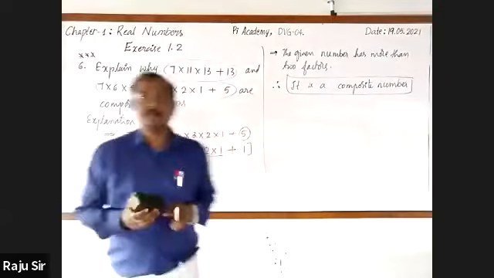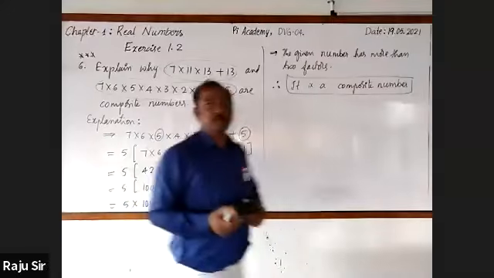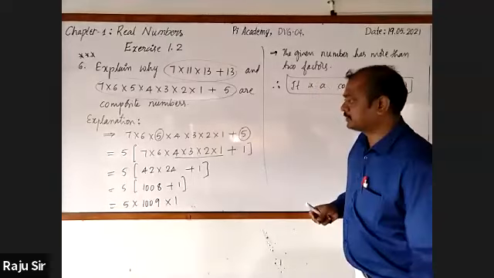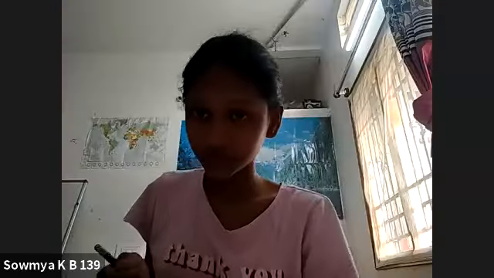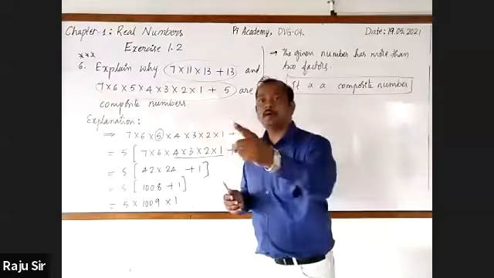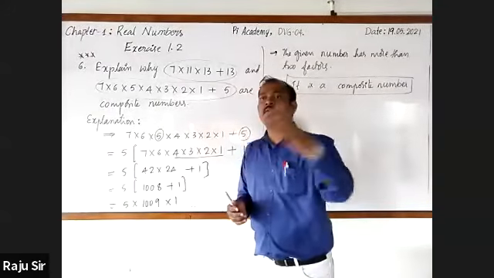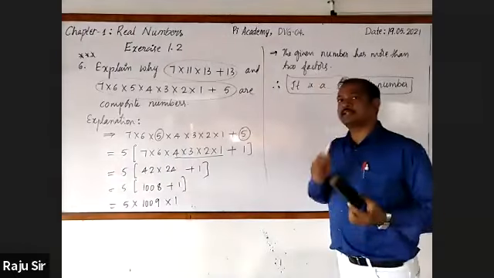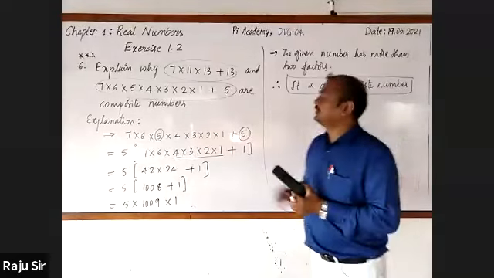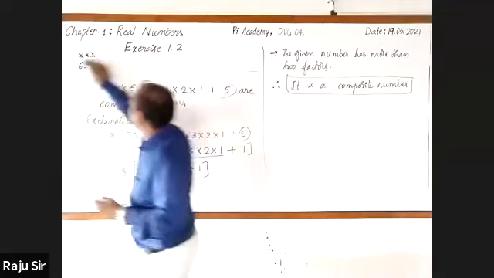Shall I repeat? Wait. Very good. One student has observed one thing, that the product of a prime number and a composite number is always a composite number. Yes, very good. I'll make you write the same conclusion. If it is over, I'll just go for rubbing it.